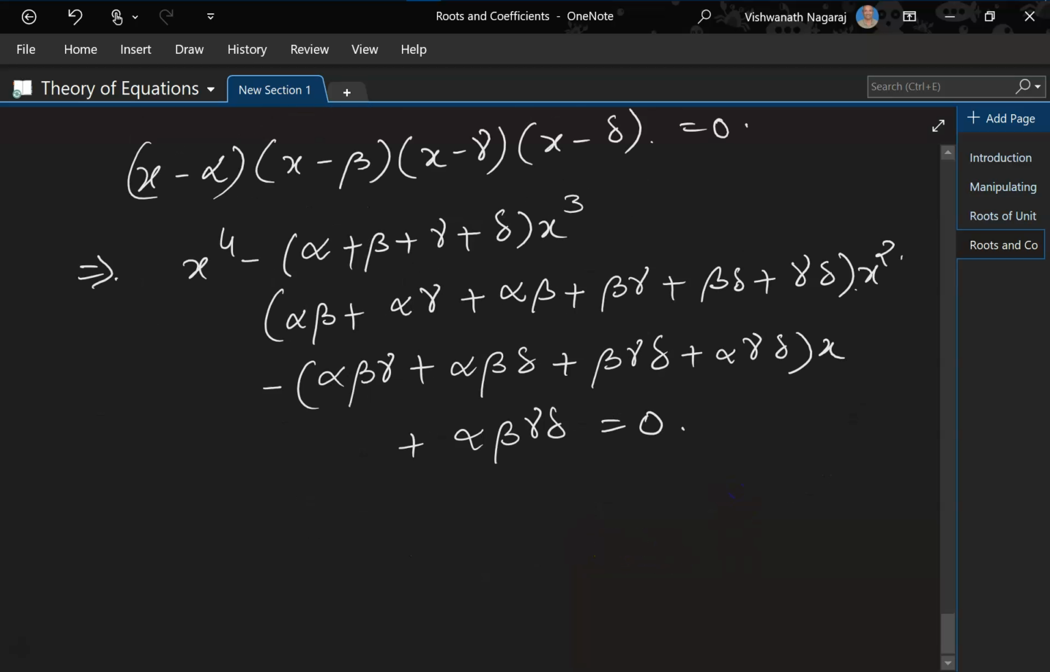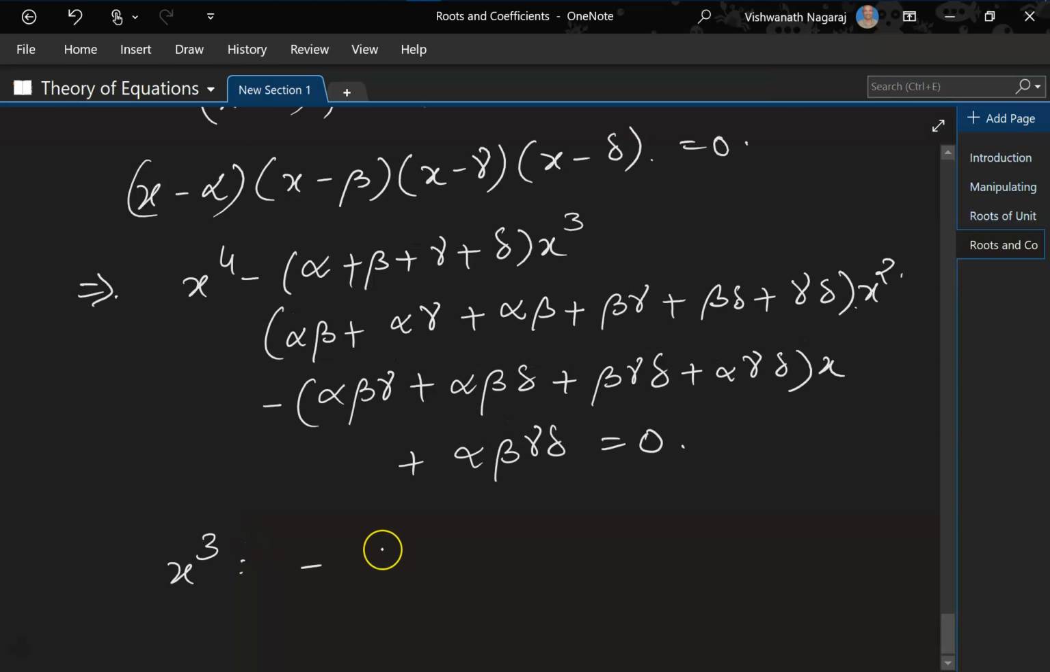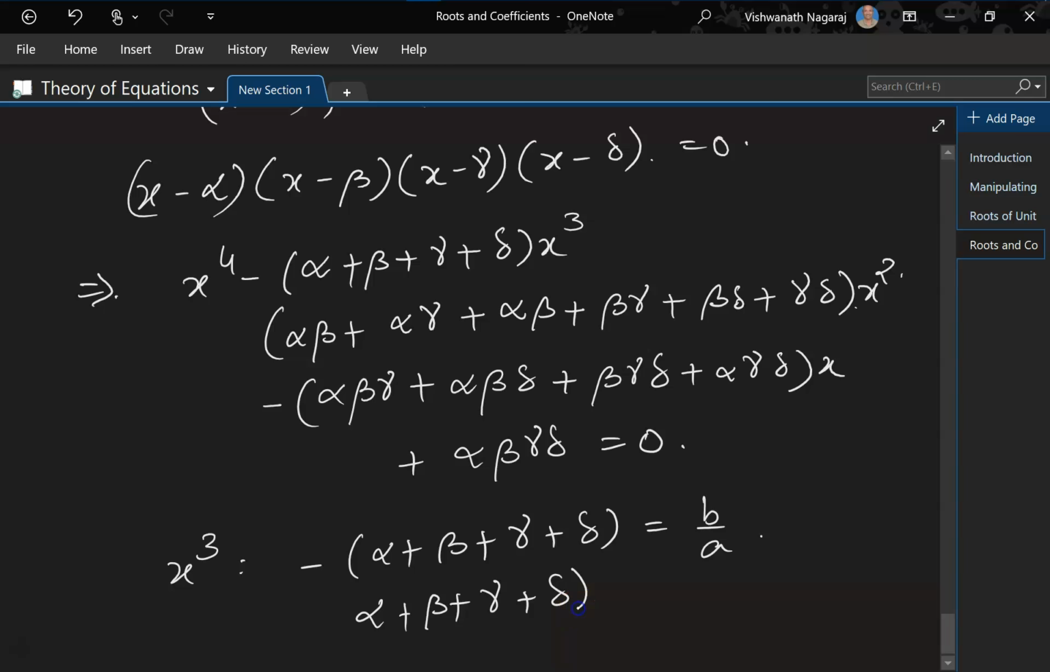So again, what we are going to do is equate the coefficients. In case of x to the power of 4, it is 1 and 1, so we can ignore that. But when it comes to x cube, minus alpha plus beta plus gamma plus delta is equal to b by a, which means alpha plus beta plus gamma plus delta is equal to minus b by a.